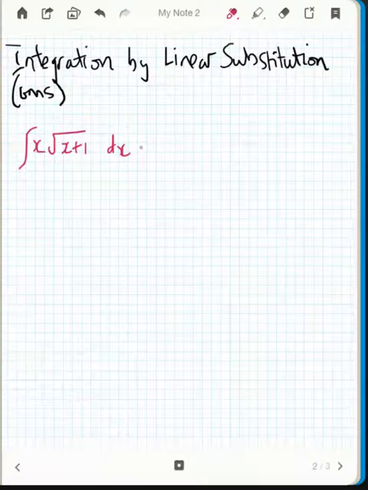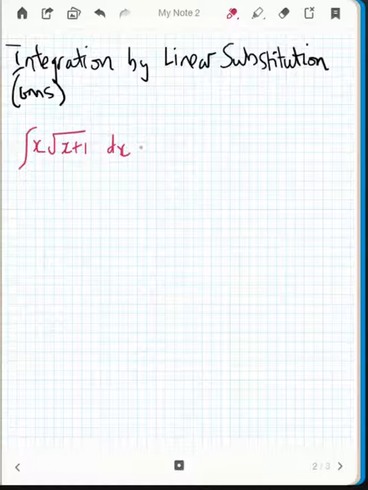This is for general math specialists. It's integration by linear substitution. So if I've got the integral of x times the square root of x plus 1 dx, I have no methods available to take that integral.